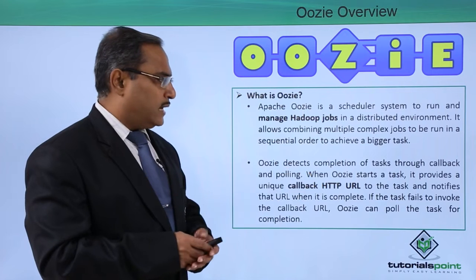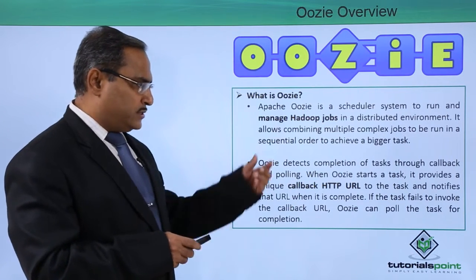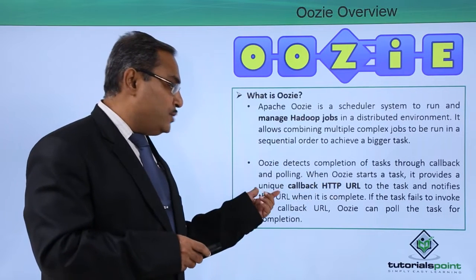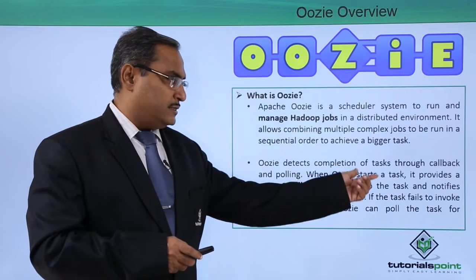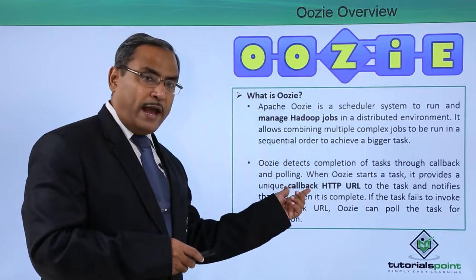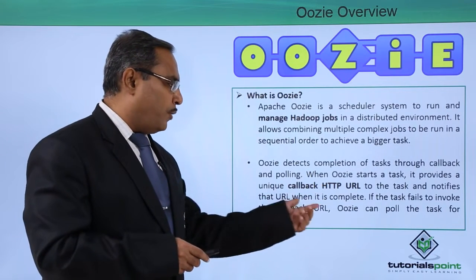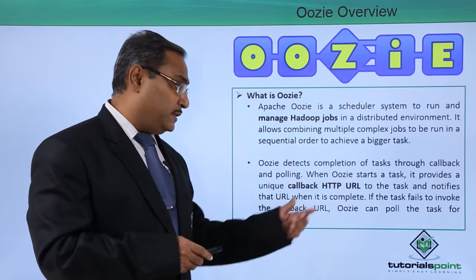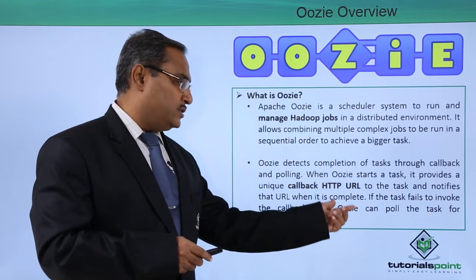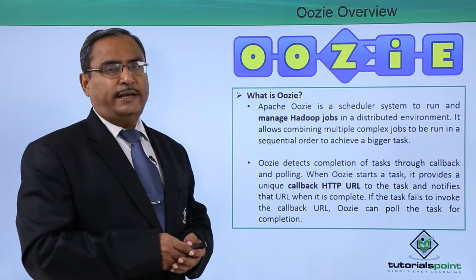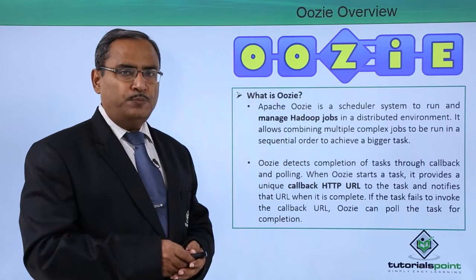So Oozie detects the completion of the task through callback and polling. When Oozie starts a task, it provides a unique callback HTTP URL to the task and notifies that URL when it completes. But if the task fails to invoke the respective callback URL, in that case Oozie can poll the task to check its completion. And that's why it is doing all kinds of scheduling within these Hadoop processes.